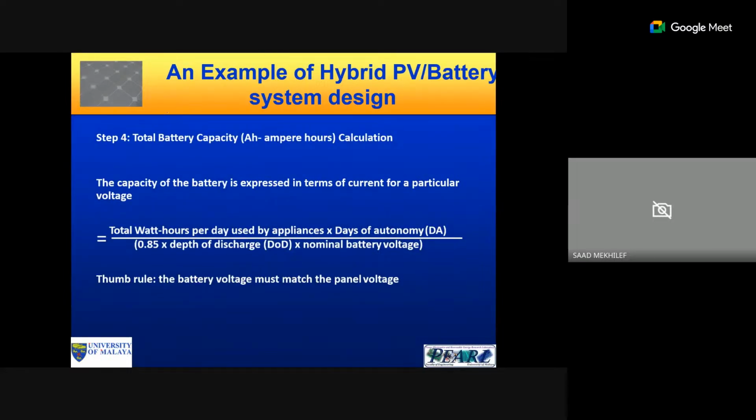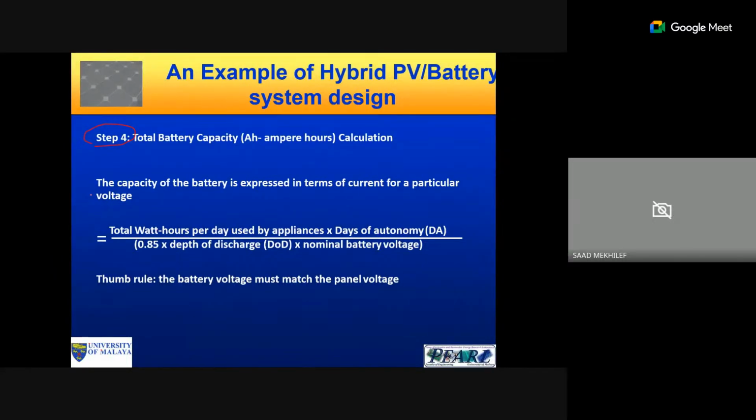And now the fourth step is to calculate the battery capacity. What will be the battery required? The capacity is expected in terms of current, for a particular voltage. The voltage we can manage in series. For example, if we operate at 48 volts and we have batteries of 12 volts, we need 4 of them. If we operate at 24 volts, we need 2 of them in series. But what we are interested in calculating is the number in parallel, the AH.